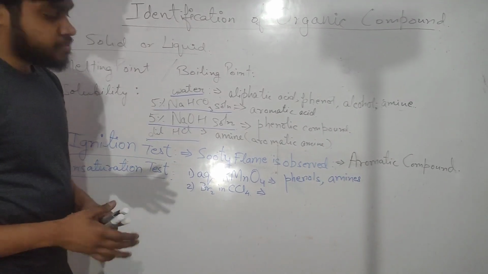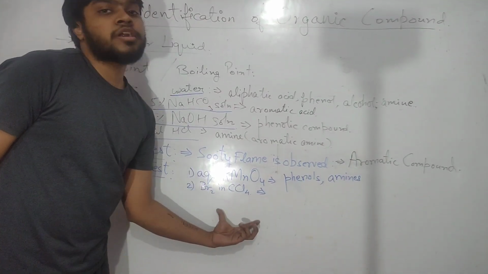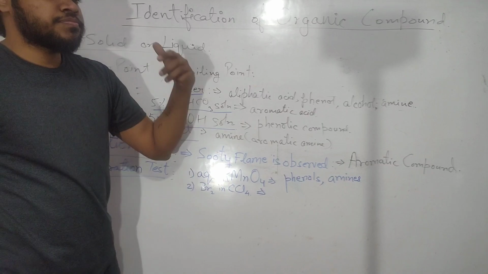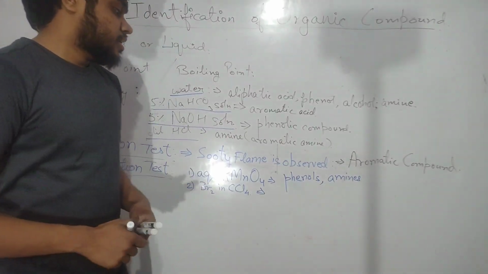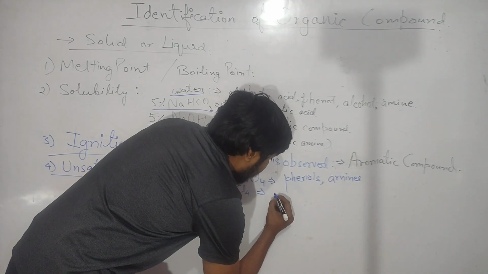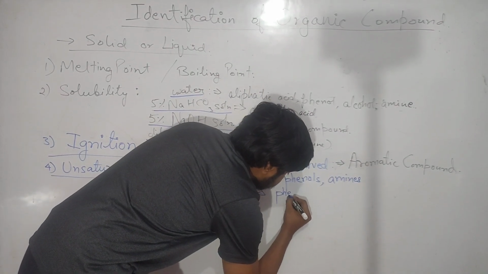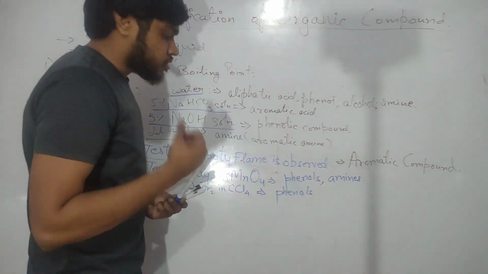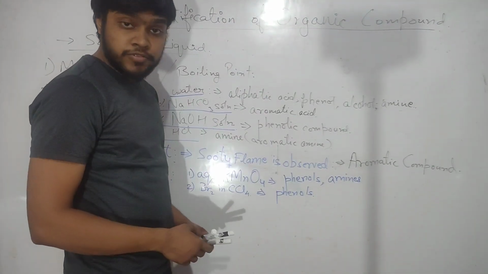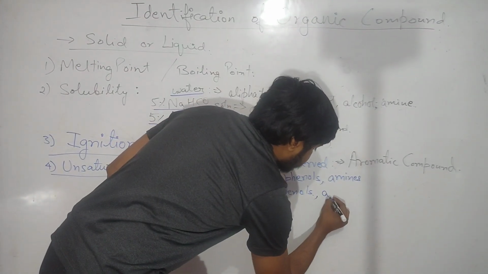But in some cases, bromine in CCl4 test is also given falsely, like in the case of aromatic phenols, because they form a bromo compound with bromine, and also aromatic amines.